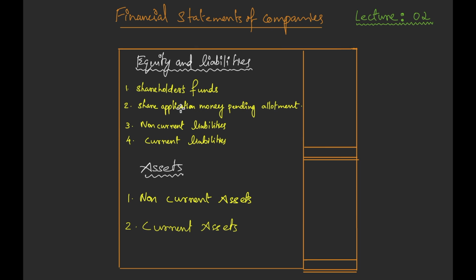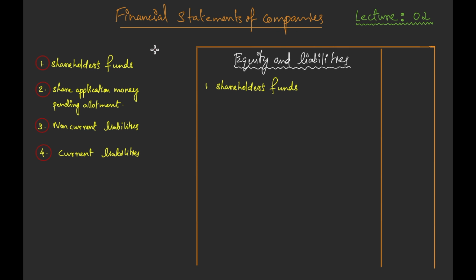So first let's take the items under equity and liabilities and discuss. These four items under equity and liabilities are fixed, and this order is also fixed. That is, first shareholders funds, second share application money pending allotment, third non-current liabilities, and the fourth one, current liabilities. Under shareholders funds, we have three items. The first one is share capital.